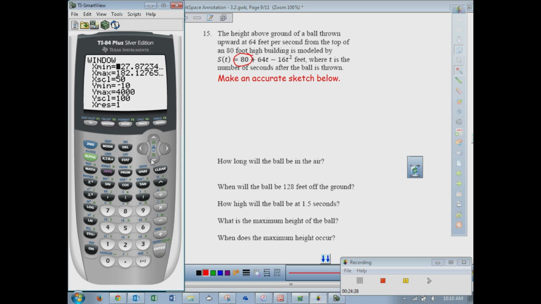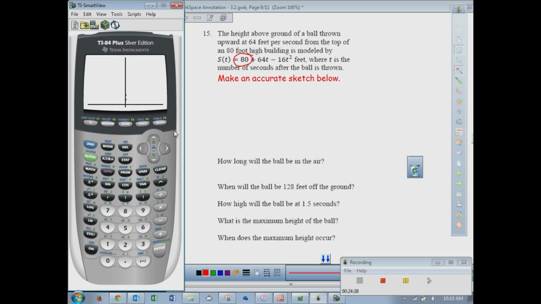Let's change our window. First, let me zoom 6 real quick. Get all that nasty stuff out of there. Now let's change our window. X minimum, you can just leave them at -10 if you want to. The X maximum, let's leave them at 10 also. It shouldn't take more than 10 seconds for a ball to hit the ground. Right? You throw a ball, 10 seconds is a long time. So let's see what that is. It's your Y max. You've got to go above 80 because doesn't it start at 80 feet high? So let's go up to 200 and just see what that looks like. Scale, I'll go by, I don't know, 20s.